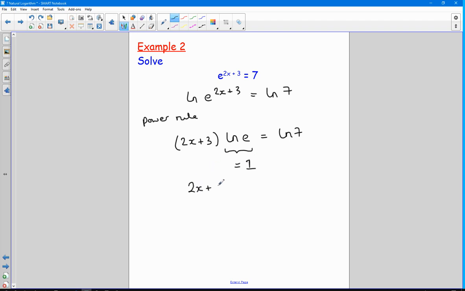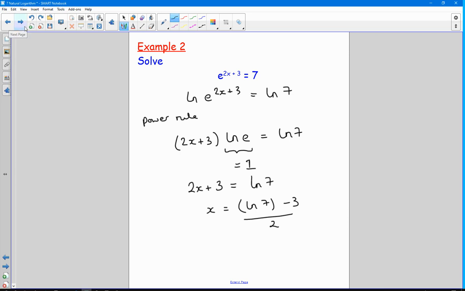So we get 2x plus 3 is natural log of 7. So we can rearrange that to give x is natural log of 7, let's put brackets around, take 3, divided by 2. So then I don't confuse putting the 3 in there. And obviously I could work out an exact value for that.